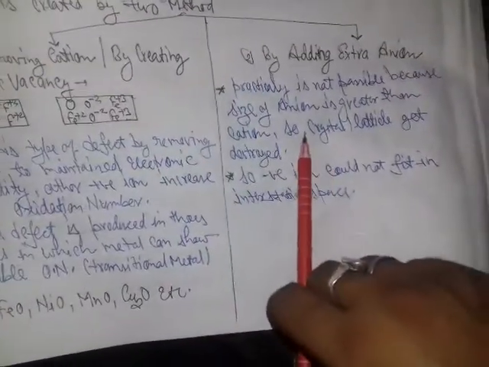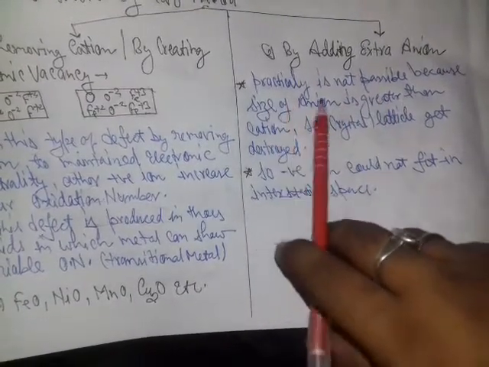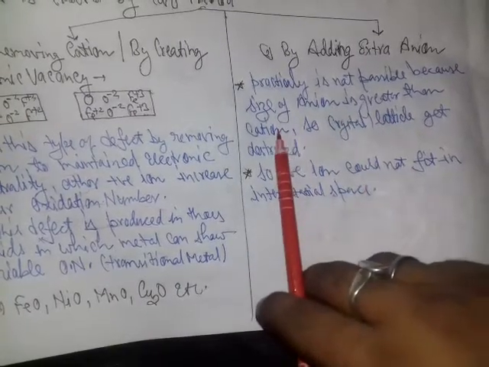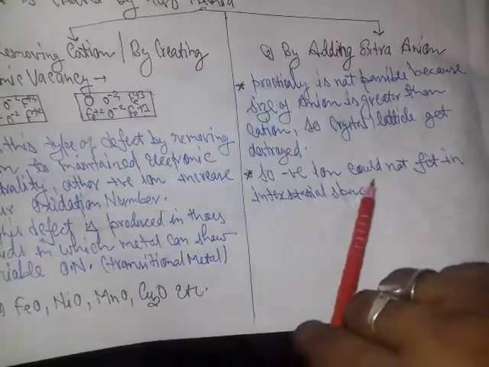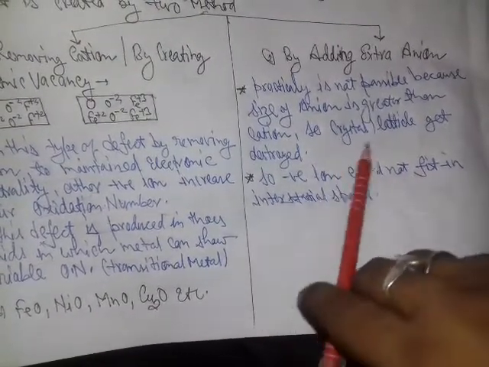In the last section of the video, by adding an extra anion. Practically it is not possible because the size of the anion is greater than the cation. So the negative ion cannot fit in the interstitial spaces and the crystal lattice gets destroyed.